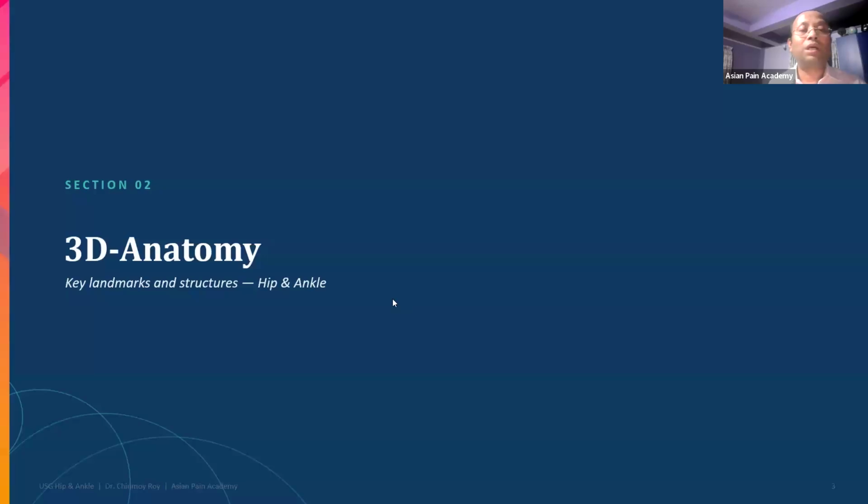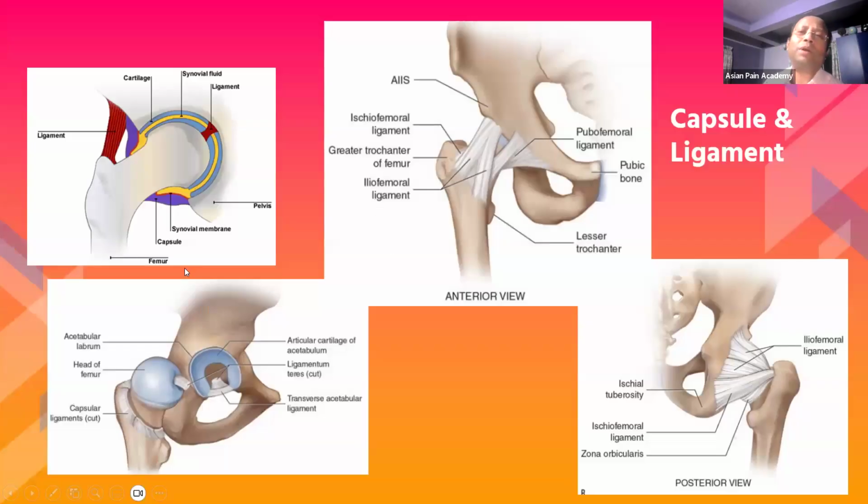After the 3D anatomy, let me go to some more anatomy. So this is the capsule. You can see how these capsules come over the hip joint. This is the femur. You can see that there are 2 layers of the capsule, a capsular layer which covers the femoroacetabular joint, that we will see by ultrasound, no problem.